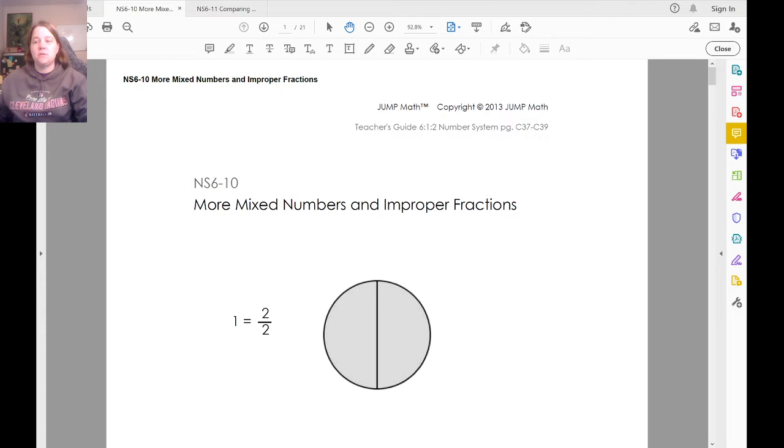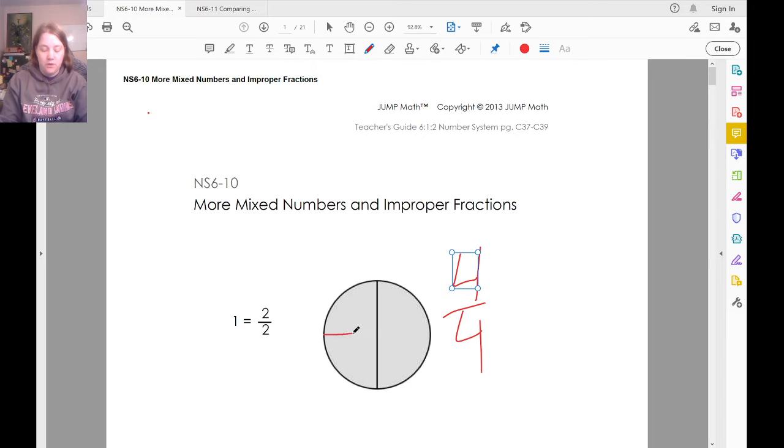This video is going to talk about more mixed numbers and improper fractions. On the screen, we have a picture of one whole, which you can see has been cut into two pieces. So that one whole takes two slices of pizza to make, and we currently have two slices. That number is known as what I call a fractional 1. And that is because this is the fractional version of 1. There are many, many fractional versions of 1.